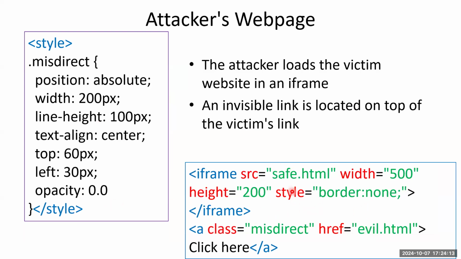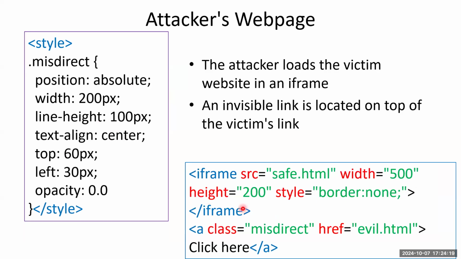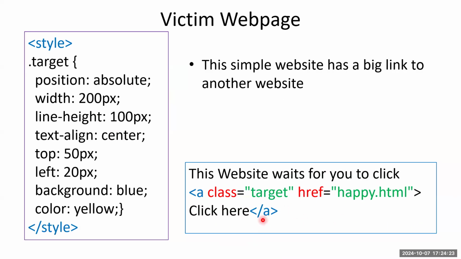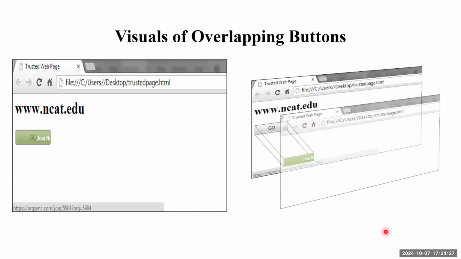And now, we'll assume that this is in safe.html, but we're going to redirect that. Instead of clicking to where it was at happy.html, if you click in that area, you're going to go to evil.html. I think this picture is pretty good. Imagine we have the NCAT website, and there's a button there or something that you click on.